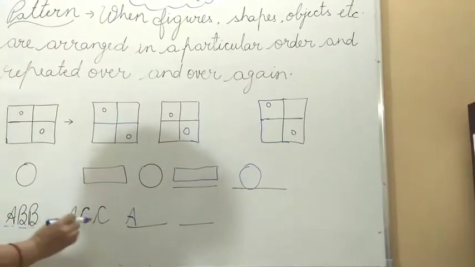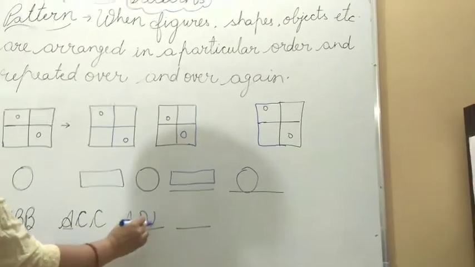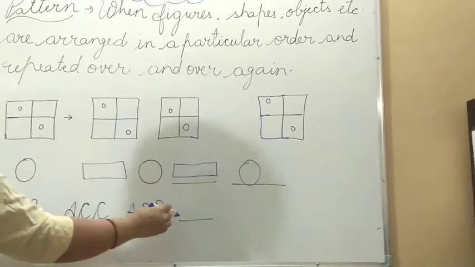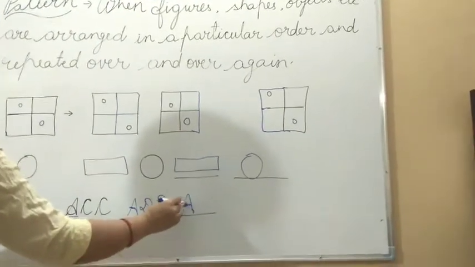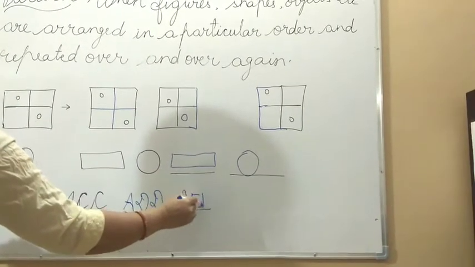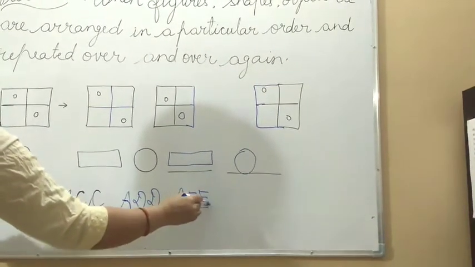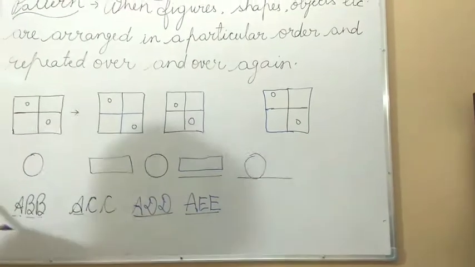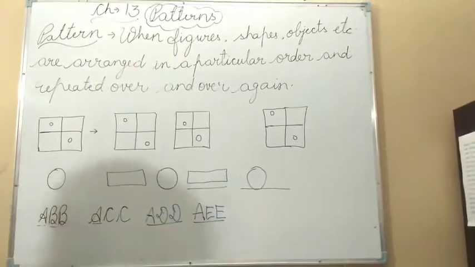Now B, B, C, C, D, D. And what will be the fourth? A. After D comes E. So we will write here A, E, E. In this way you can complete the pattern.